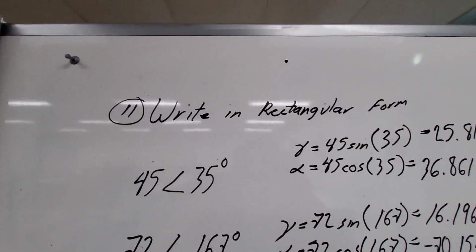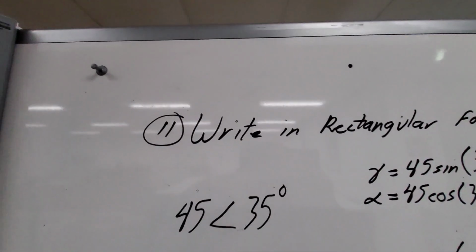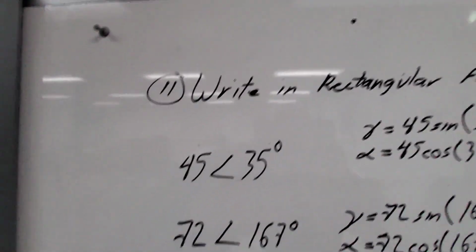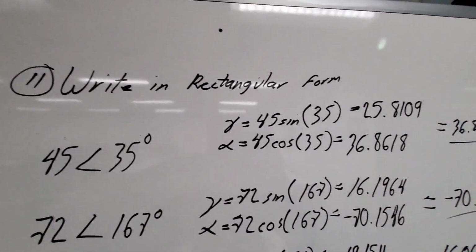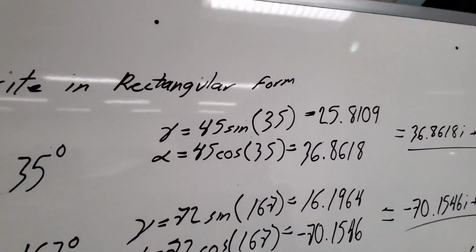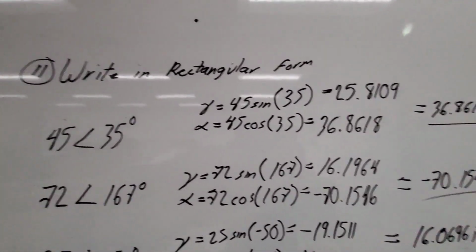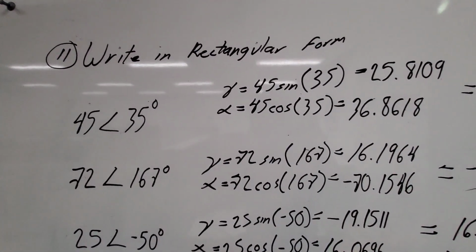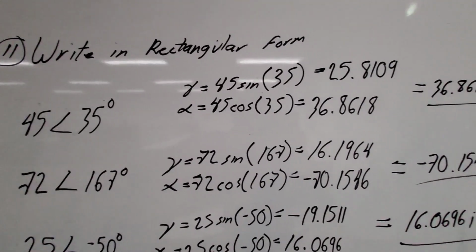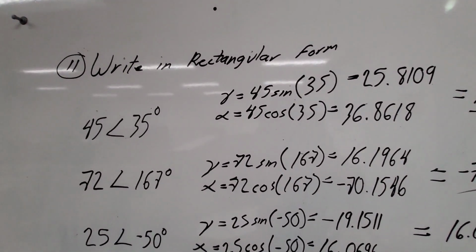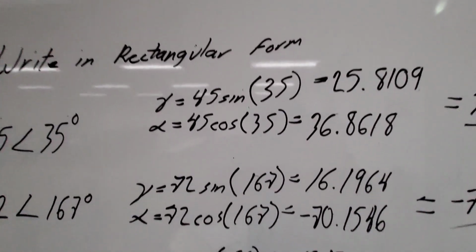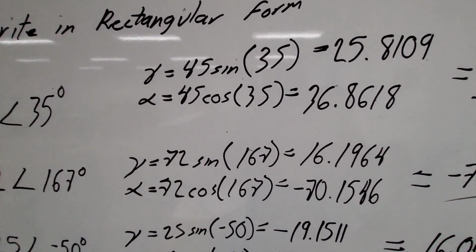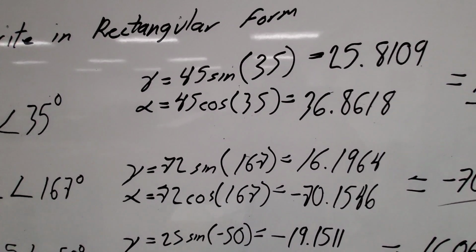Well, now for the next question, number 11. I have to write these vectors in rectangular form. I will do the same: I will just explain number one, and it's the same procedure for all of them. For letter j, or y, we use the sine function.